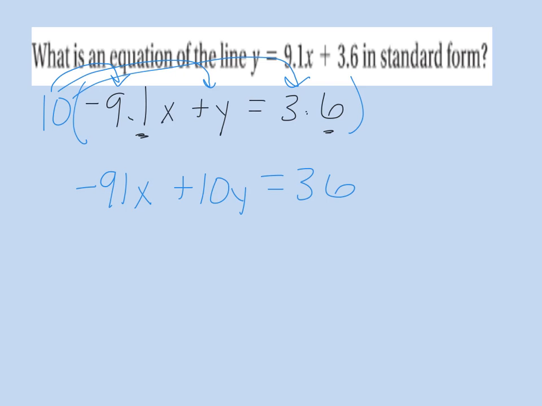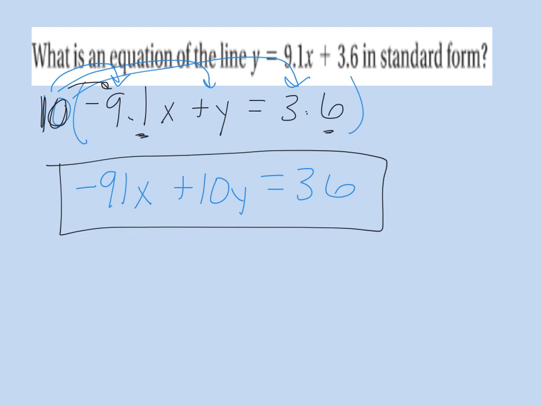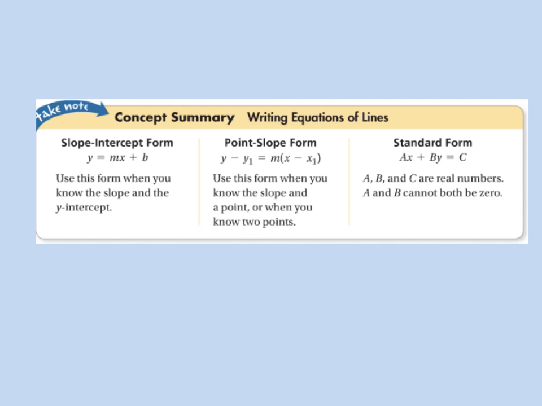So that's why I multiplied the whole equation by 10. So when I multiply the first by 10, I got rid of the decimal. The second one would be 10 times y. And the third got rid of the decimal. So this would be my final answer in standard form. You should have these three in your notes someplace. If not, rewrite them again, because we will be using these equations throughout the chapter.